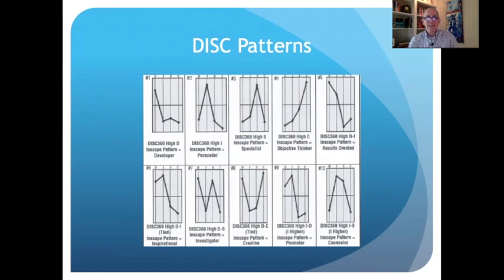So if you're a high D with everything else below the midline, you're considered a developer. And there's lots more to read on this as well. If your pattern is a high I and everything else below the midline, you're considered a persuader. A high S would be a specialist, and the high C would be an objective thinker.